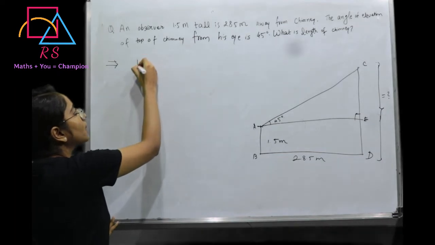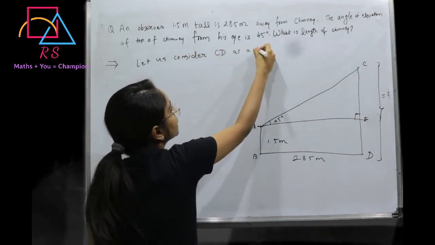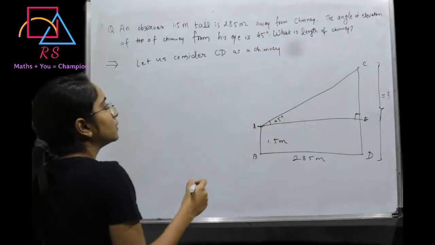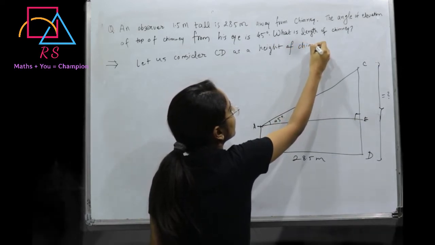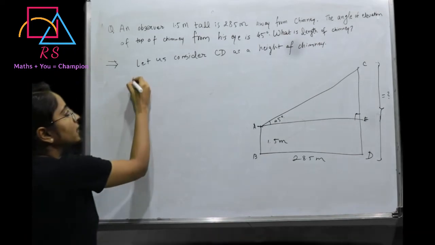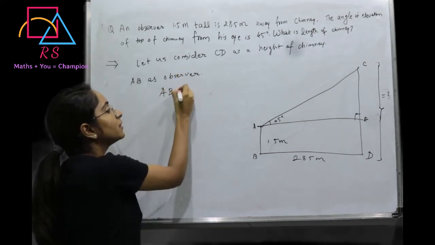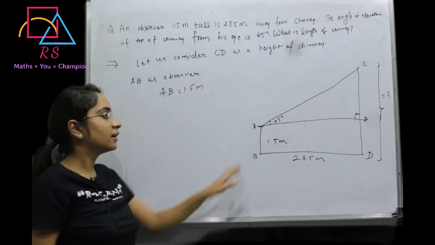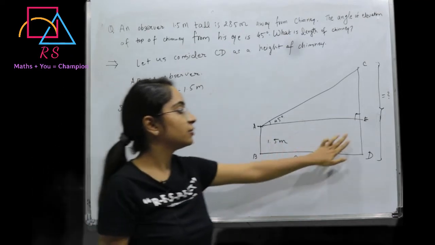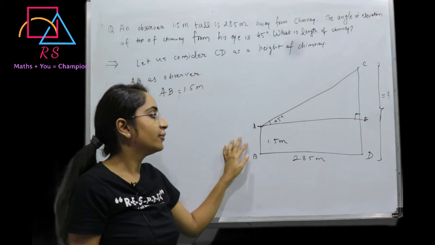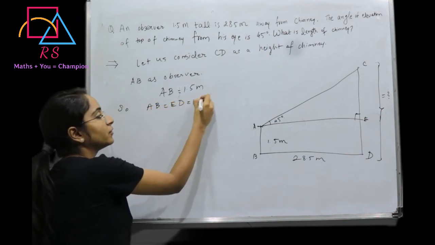Thus I will write it as, let us consider CD as a chimney, as means height of the chimney. And AB as an observer, which is 1.5 meters tall. AB is equal to 1.5 meters. Here it is a rectangle, as you can see AEDB is a rectangle. So therefore we can say that AB is equal to ED, as the properties of a quadrilateral say that in a rectangle, the parallel sides are equal. So therefore AB is equal to ED, which is equal to 1.5 meters.